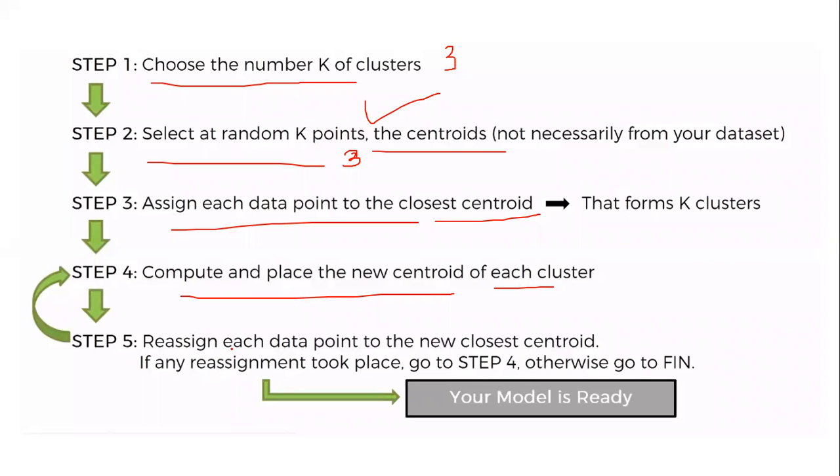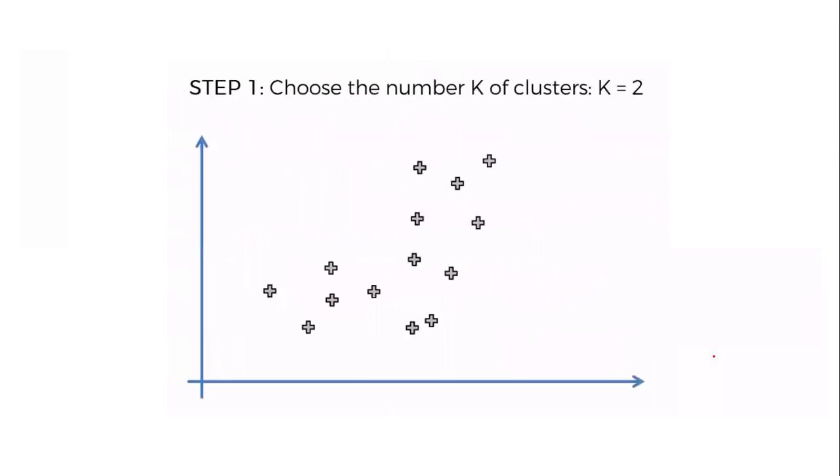The third step is reassign each data point to the new closest centroid. Now after calculating the new centroid, I will reassign all the data points to the new closest centroid. If any reassignment took place, go to step 4. If there are some reassignments, again you go to step 4. Again you compute the cluster center. Again you assign all the data points to the new cluster centers. Otherwise, if no points change, then our model is ready. We can just stop the algorithm, right?